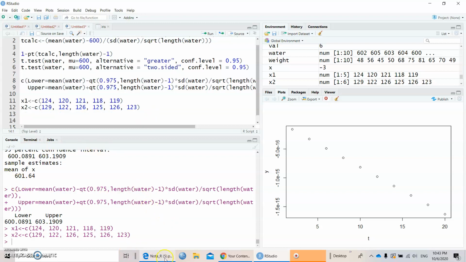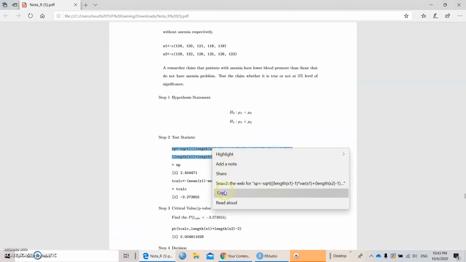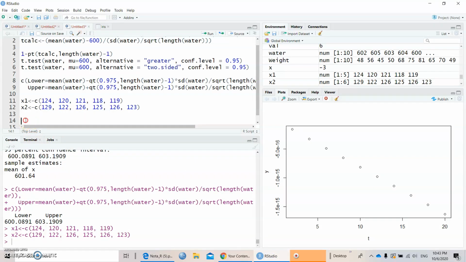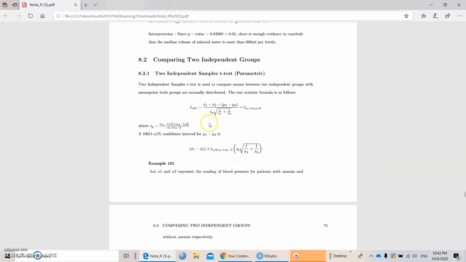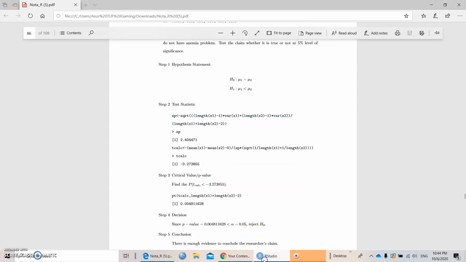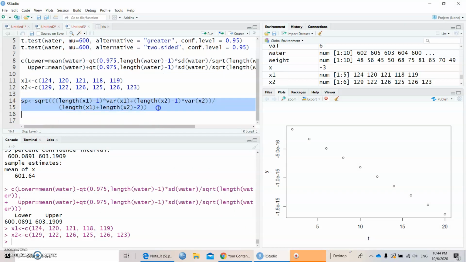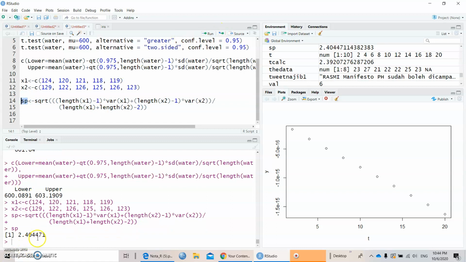And then let's compute the SP first, the pooled standard deviation. The pooled standard deviation is based on this formulation. Actually, this is supposed to be a square root. So therefore the value of SP that you should get is 2.404471. It's based on the x1 and x2 here.